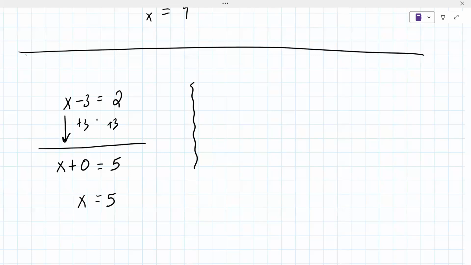Let's try another one here. Let's do 54 equals 9x. Which side is the variable on? The right. Okay. So what is the math operation between the 9 and the x?